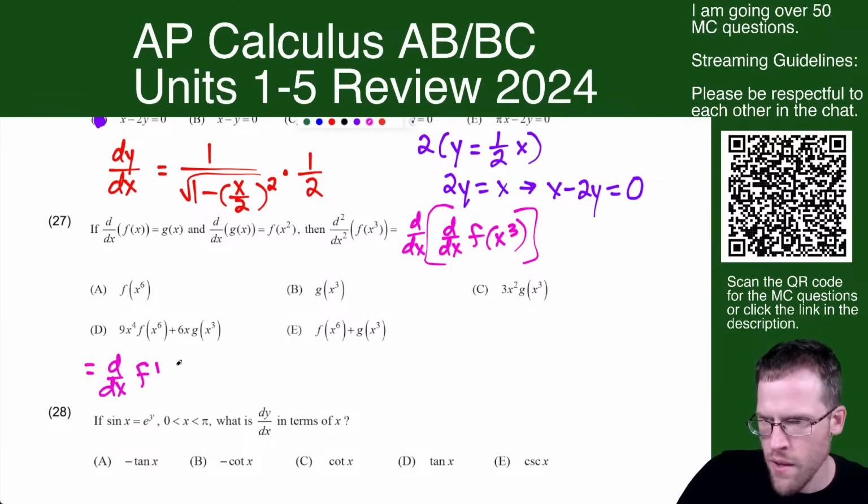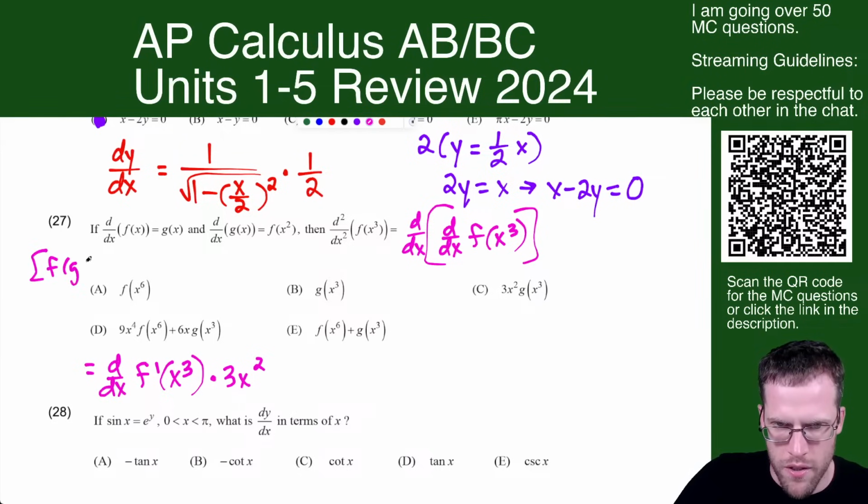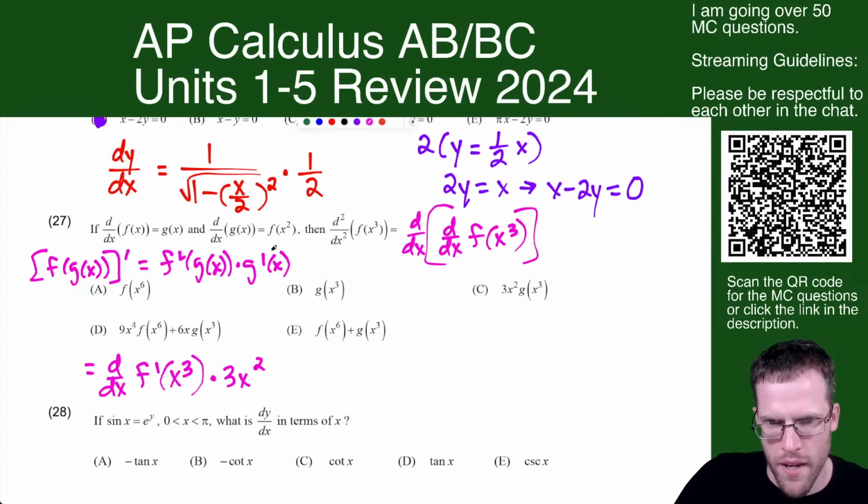I'm doing f prime of x to the third. So I derive the outside and keep the inside the same. But then I'm multiplying by 3x squared. So this is the chain rule in function notation. The derivative of f of g of x is f prime of g times g prime. So this is a pretty good formula to have.